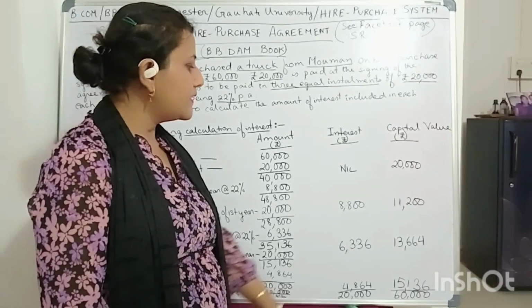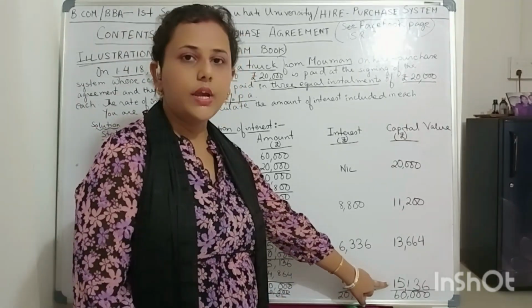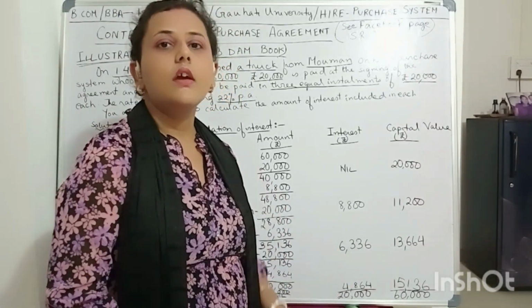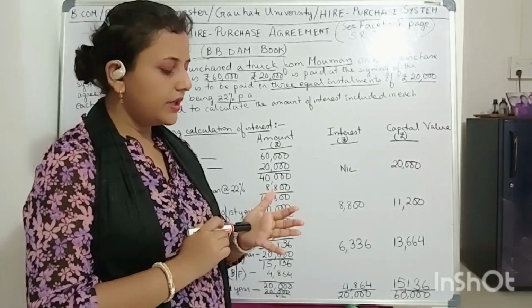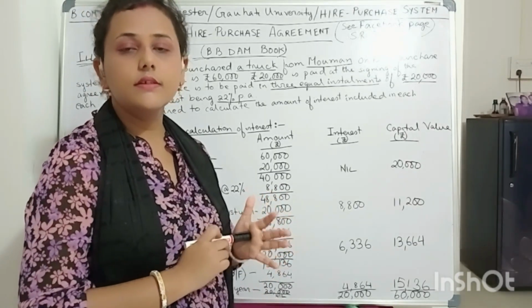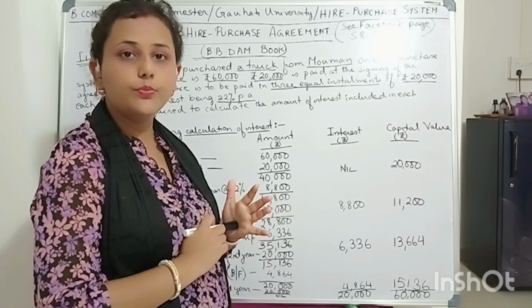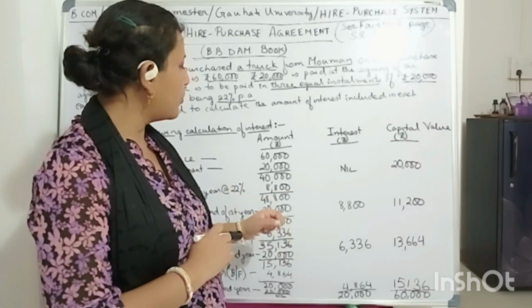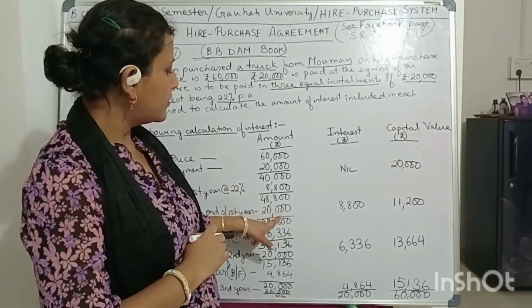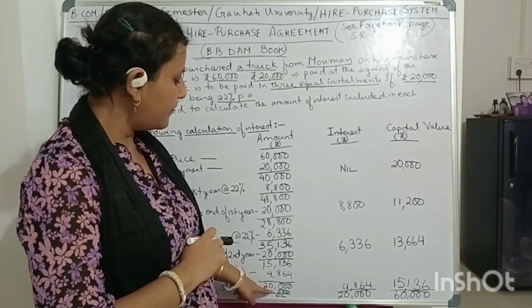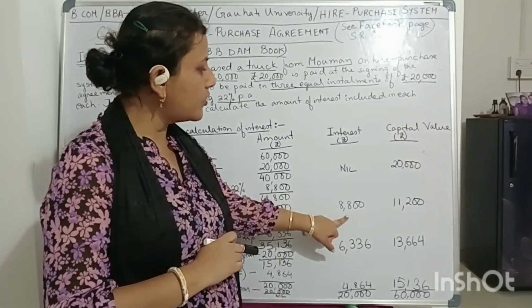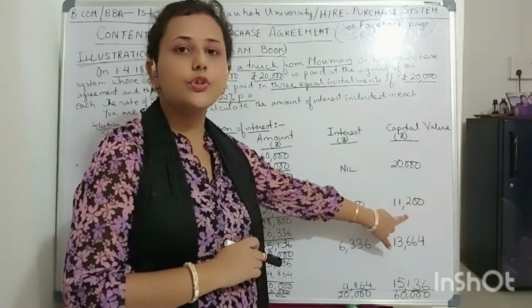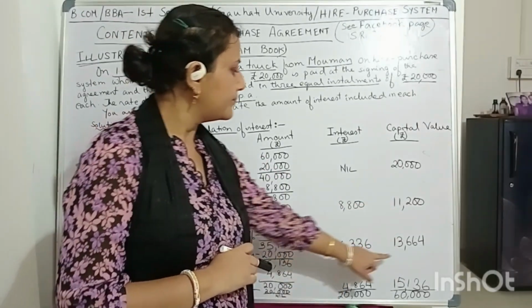So this is the capital value. Capital value means what? It is the cost price of the goods, because we know that installment includes what? Interest plus a portion of the cost price of the goods. Yes or no? So each installment in every case in the 3 years will include this amount of interest and this portion of the cost price of the goods.